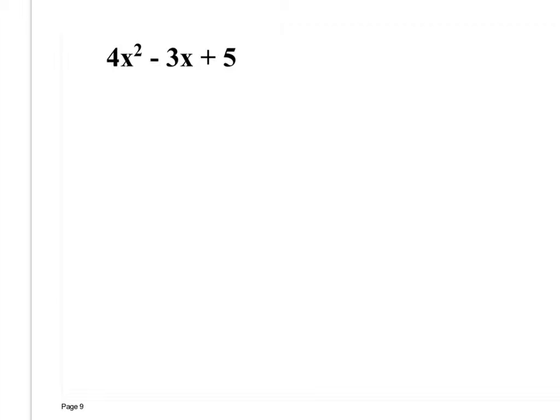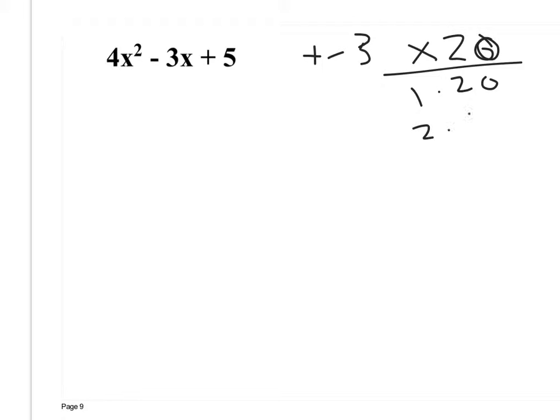So I'm looking at what would add to give me negative 3 and multiply to give me 20. Well, let's go through my factors of 20. 1 and 20, 2 and 10, 4 and 5. Do any of those add to give me negative 3? No. Does 1 and 20 add to give me negative 3? No. Does 4 and 5 add to give me negative 3? No.